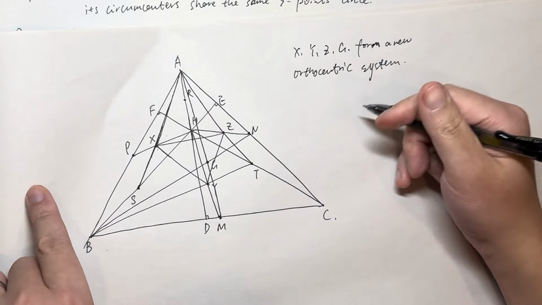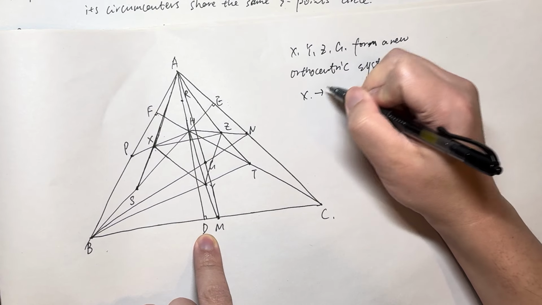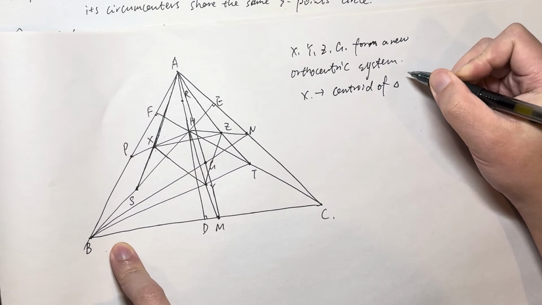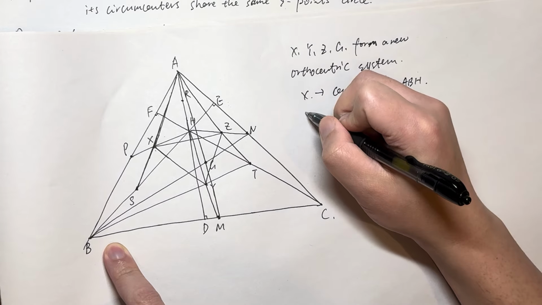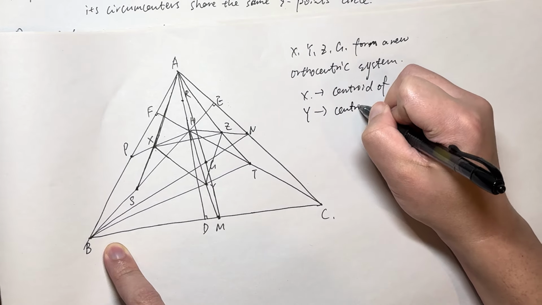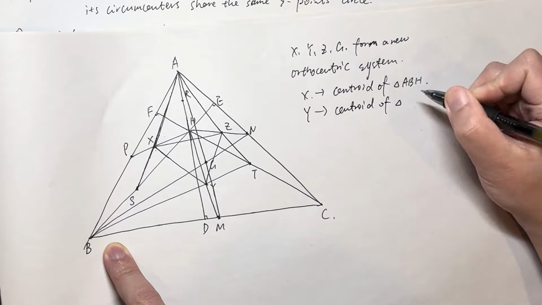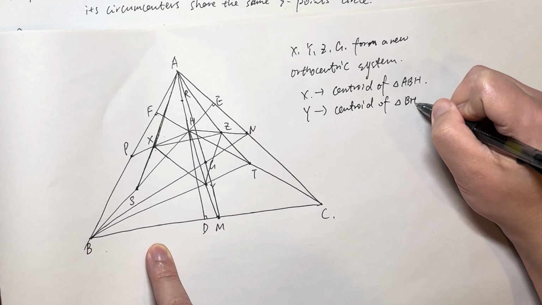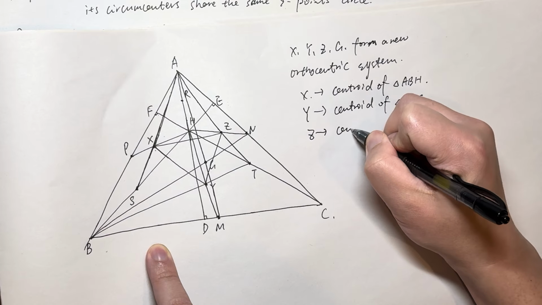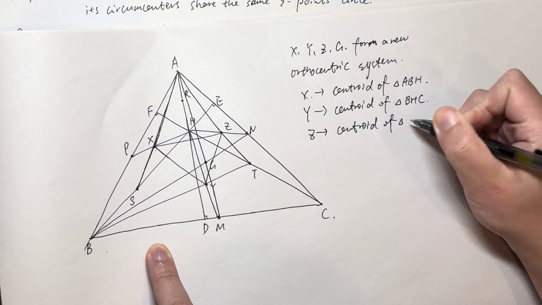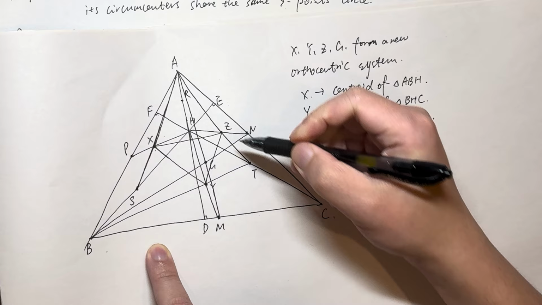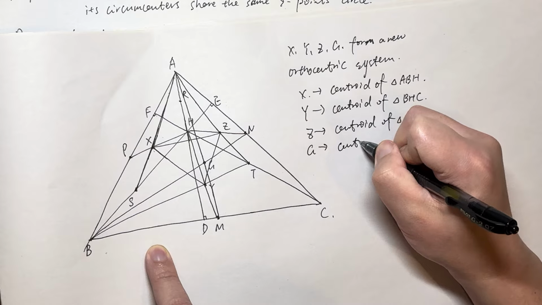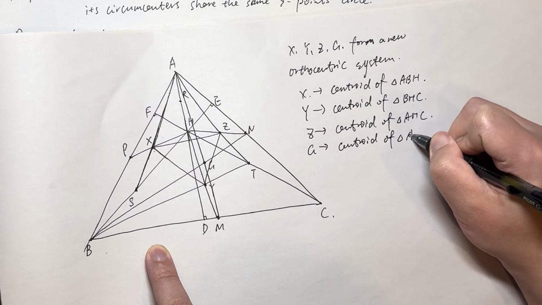Right. Okay, think about what is X. X is a centroid of triangle ABH. Y is a centroid of triangle, Y is here. That's the centroid of the triangle BHC. And Z is a centroid of triangle AHC. Right? And G is a centroid of triangle ABC.